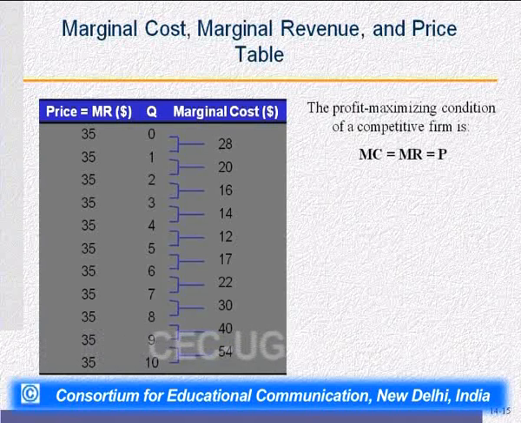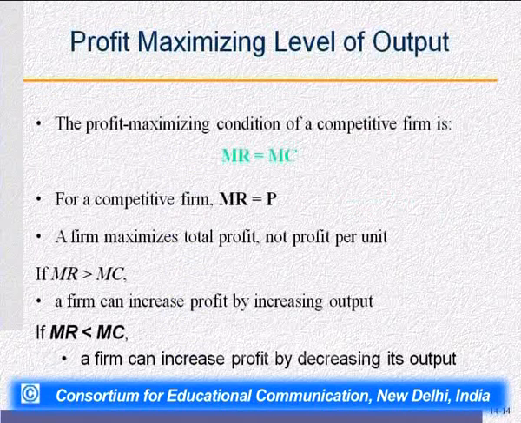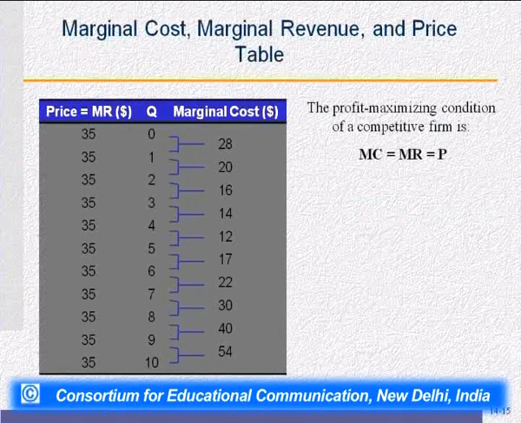You can ask how we can locate P here, because MC is equal to MR. And if you look at the previous slide, MR is equal to P, so we can write it as MC is equal to MR is equal to P. So this is the profit maximizing condition of a competitive firm.